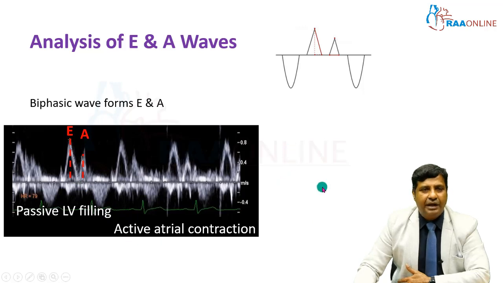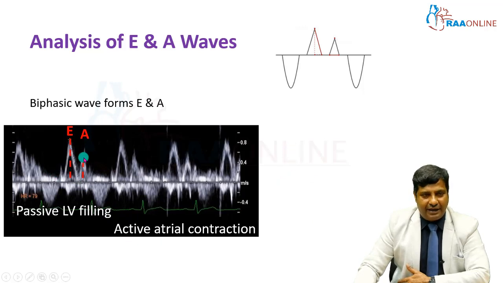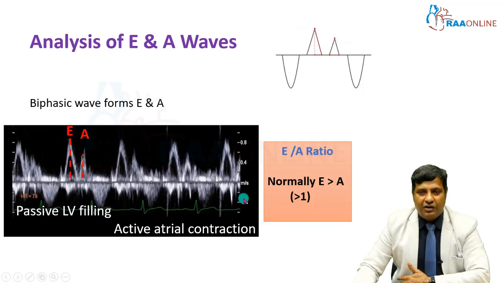So how are we going to interpret this E and A? First, what is the maximum velocity both E and A have achieved? Normally, we know that the major part of the filling happens during the early period. That means E is always taller than A, so the E by A ratio is normally more than 1. This is normal. During normal diastolic function, E is always more than A.